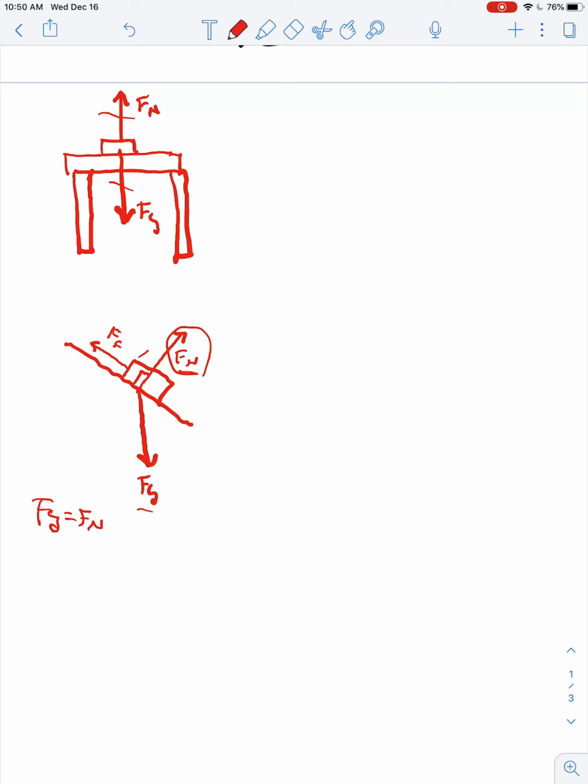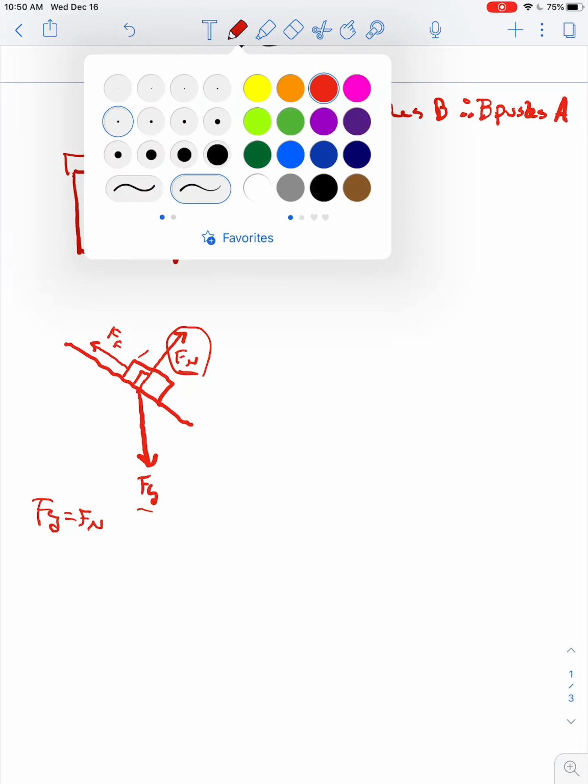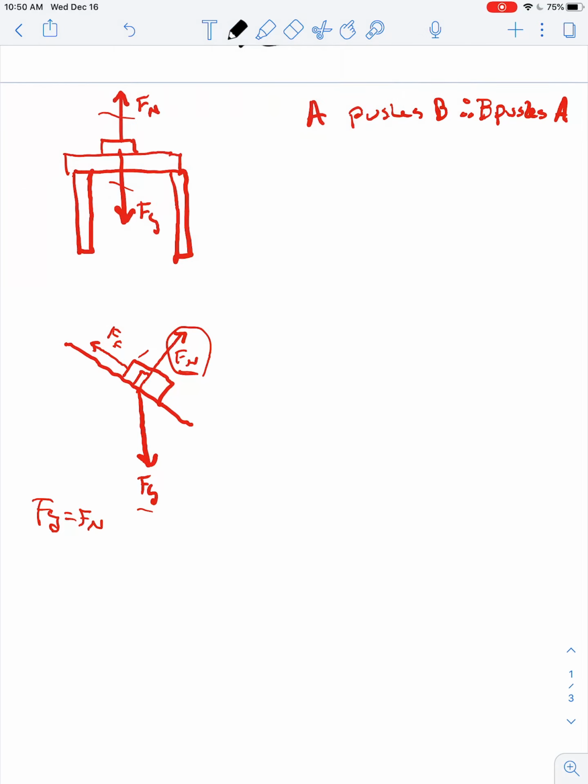Okay, last thing then is I might ask you for action-reaction forces. So remember, action-reaction forces is A pushes B, therefore B pushes A. Two objects, okay? I want to reiterate that this is not an action-reaction pair. Each one of those has its own reaction force.